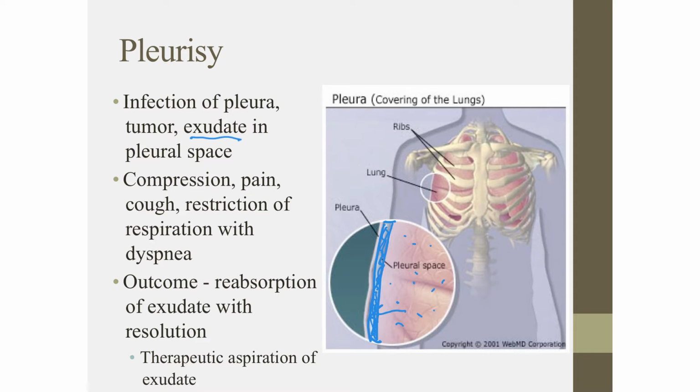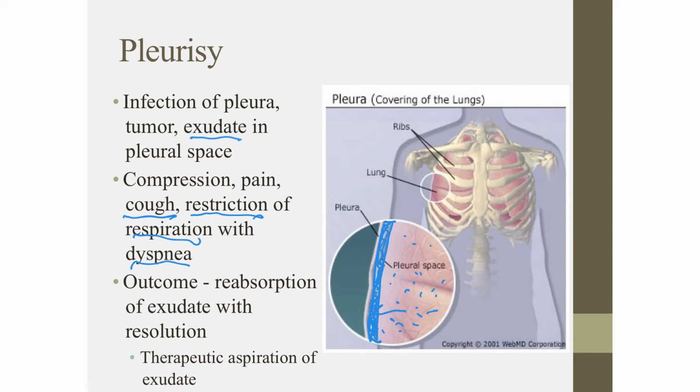Again, there's pain. When there is some sort of obstruction to airflow, remember that cough is a reflex to clear that and enhance airflow. But we get restriction of ventilation, which is breathing in and out, where respiration is our gas exchange, with this shortness of breath. This can also happen with any other kind of fluid in the pleural space. So blood can fill this. A tumor can cause this compression.